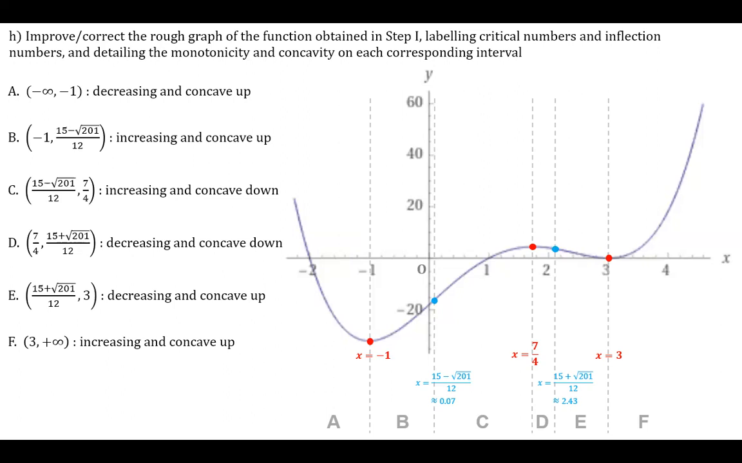The next region is from 7/4 to (15 plus square root of 201)/12. This interval is decreasing and concave down. The next region is from (15 plus square root of 201)/12 to 3. This function is decreasing and concave up. The last region is from 3 to positive infinity. This function is increasing and concave up. I'll give you some time to look at the solution here. Make sure you're able to sketch a detailed graph of this function with monotonicity and concavity.